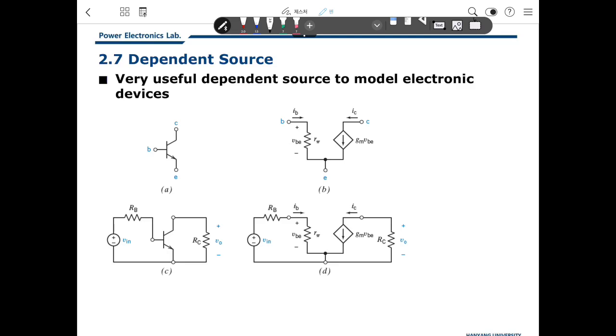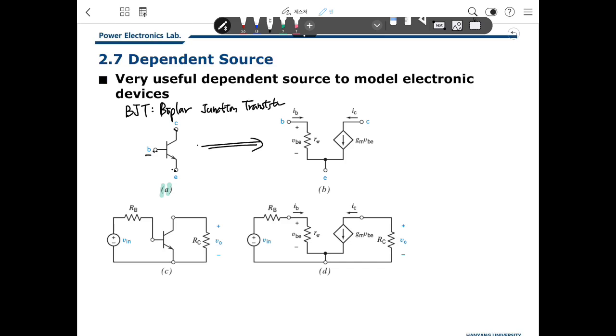Maybe this element is covered in electronic circuits, maybe in the next semester. This is the symbol of the BJT, the bipolar junction transistor. It has three terminals, E and C and B: E is the emitter, C is the collector, and B is the base. Then this model can be used, like that.